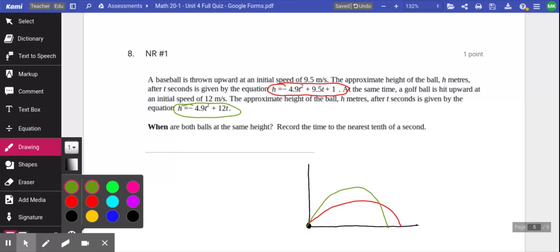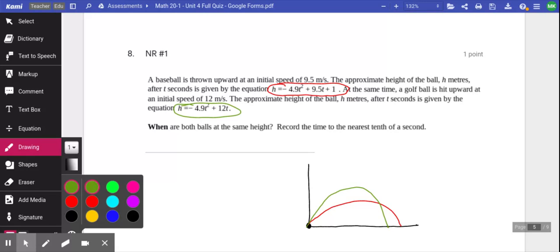You throw both into your y equals. The first one is negative 4.9x squared plus 9.5x plus 1. The second equation, we got negative 4.9x squared, and then we got plus 12x, and then nothing else. Oh boy. There we go. Okay, this is not working out at all for me on my calculator. There we go. Now, setting the window.